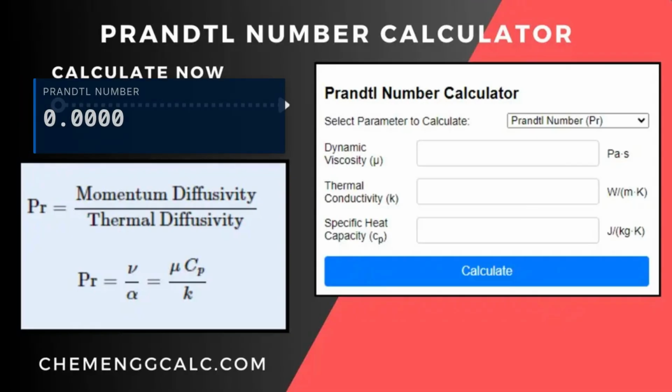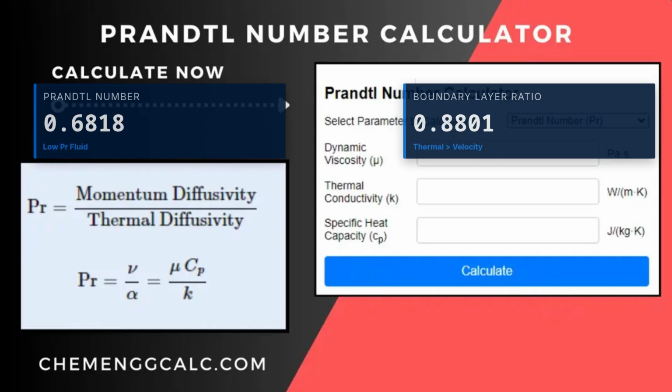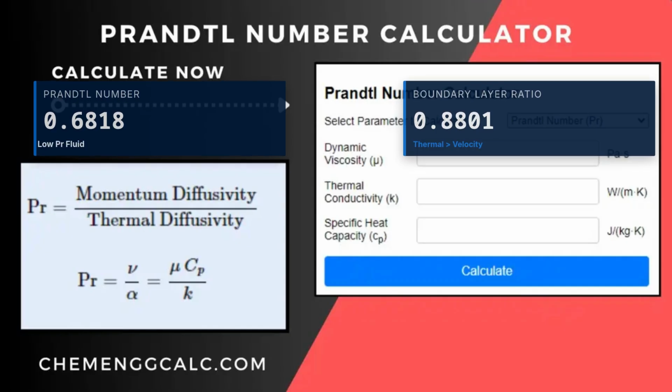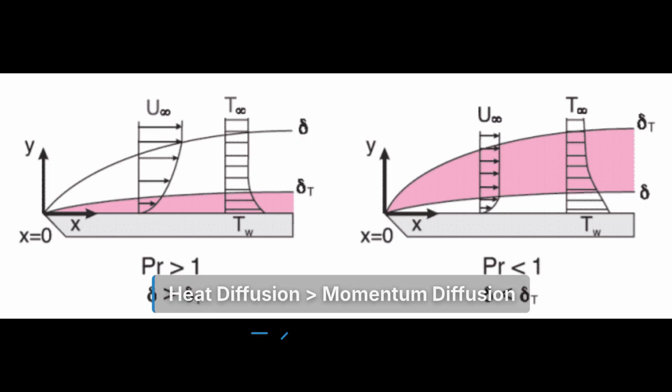After clicking Calculate, we get a Prandtl number of 0.6818, classified as low-pure fluids. The boundary layer ratio is 0.8801, with the physical interpretation stating the thermal boundary layer is thicker than velocity. This indicates heat diffuses faster than momentum in this fluid.